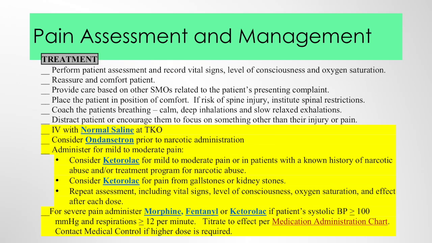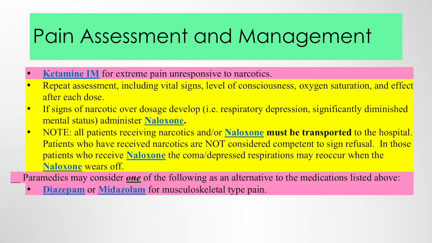And there we just go through that SMO showing the consideration of the ondansetron prior to narcotic administration, and the different uses for the ketorolac, which I'm sure Kirk will hit on those. Ketamine, again, if the narcotics are not cutting it, not relieving the pain for that patient. You've got the use of ketamine that is intramuscular injection.